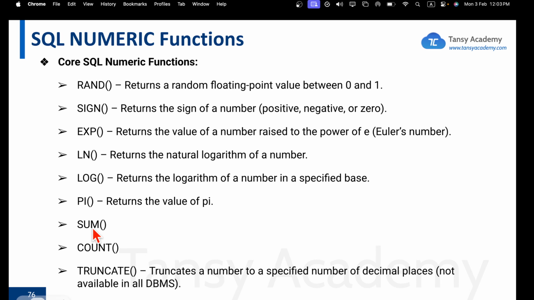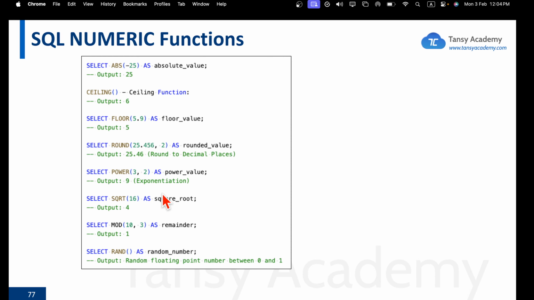And then you have our famous SUM. If you want to know the sum of a salary or the sum of total orders, use SUM. If you want to count the records or count the orders, you use COUNT. And there is something called TRUNCATE. Again, don't get confused. This is different. This is not like truncating the table. It will remove certain decimal places. It truncates a number to a specified number of decimal places.